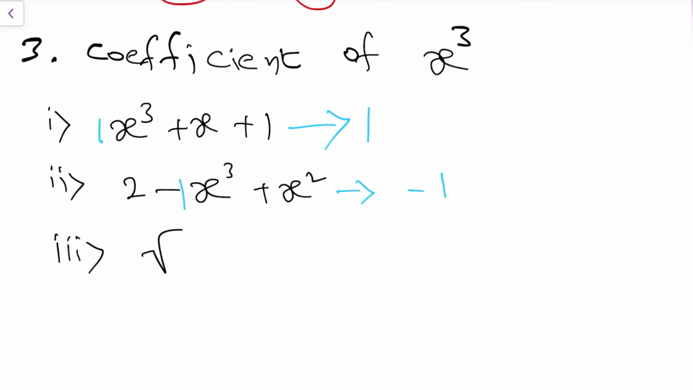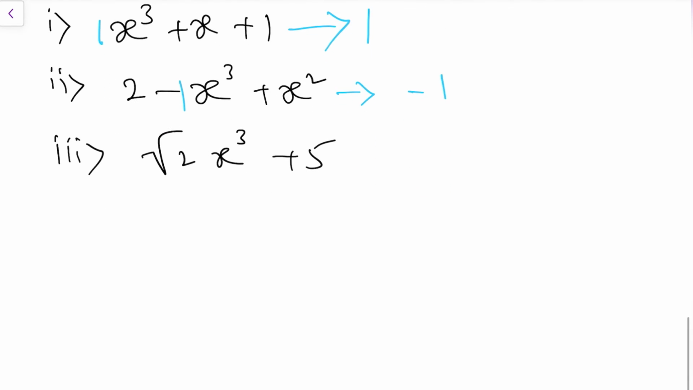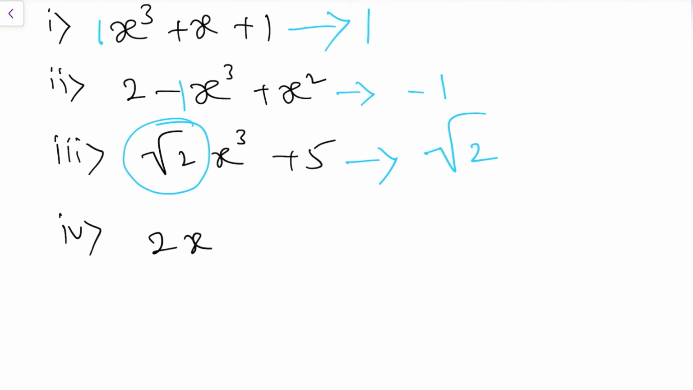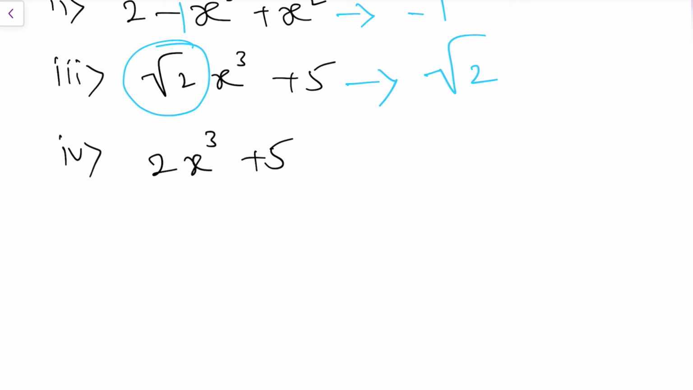Root 2 x cube plus 5. In this case before x cube we have the number root 2, so that's why root 2 will become the coefficient of x cube. Next, question number 4. 2x cube plus 5. Here before x cube the number 2 is there, so that's why the 2 will become the coefficient of x cube.